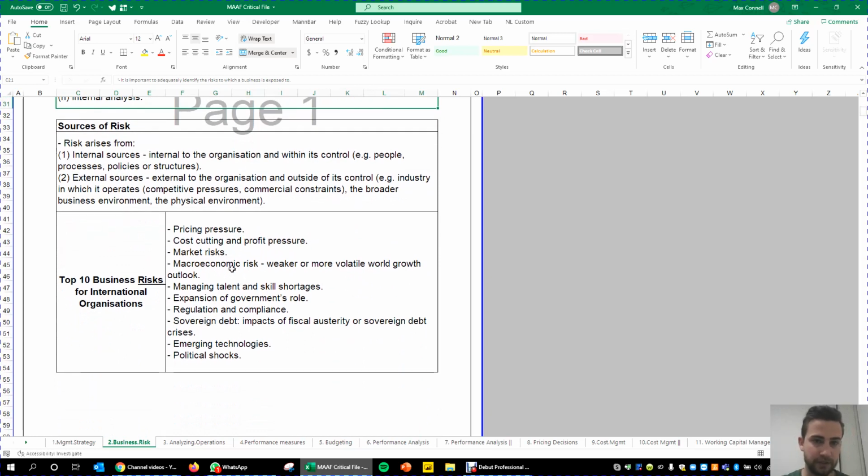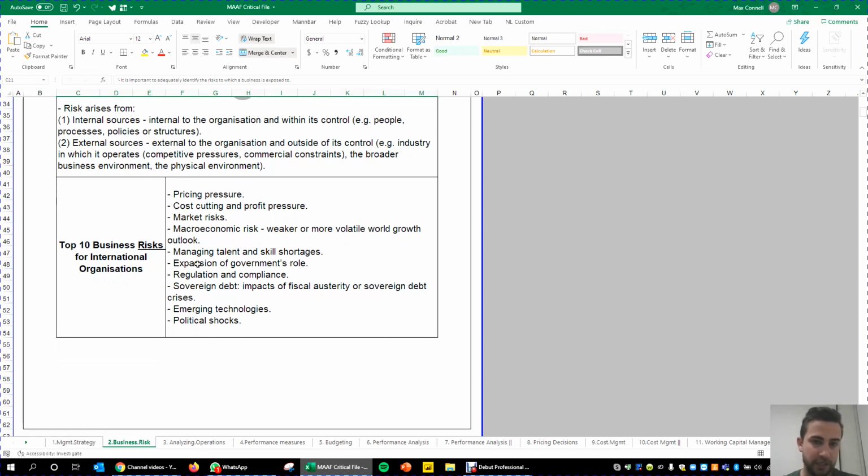So internal is things that are within the organization and within its control, so people, processes, etc. Whereas external is things that are outside of the organization and outside of its control, e.g. the industry that it operates in, competitive pressures, commercial constraints, the physical environment, and so forth.